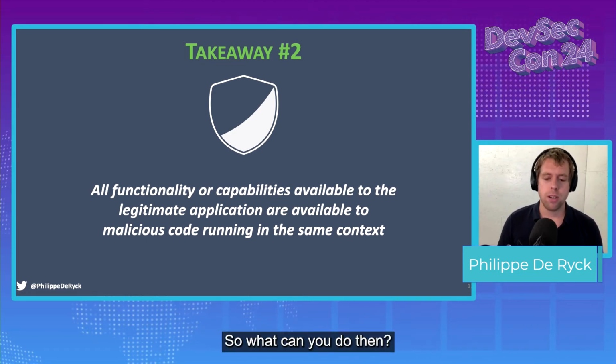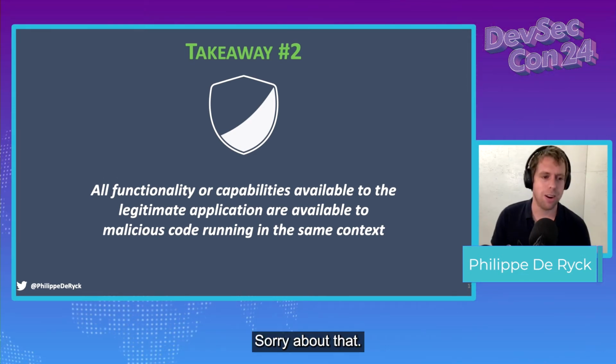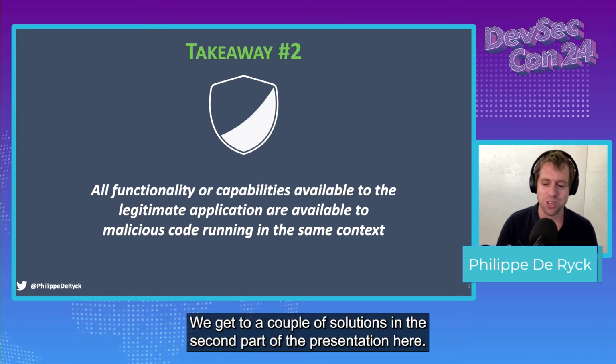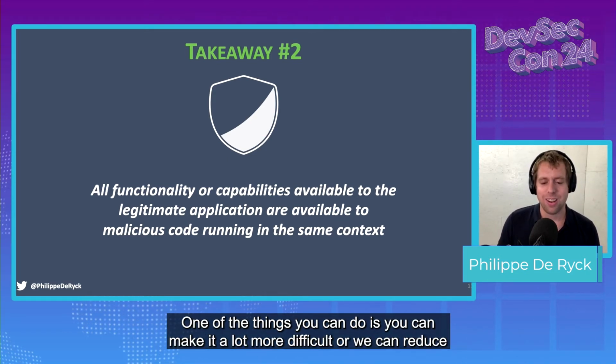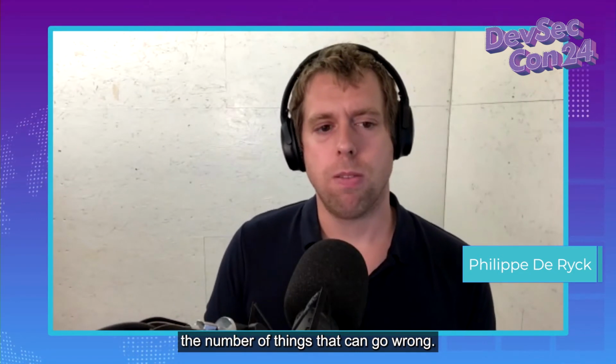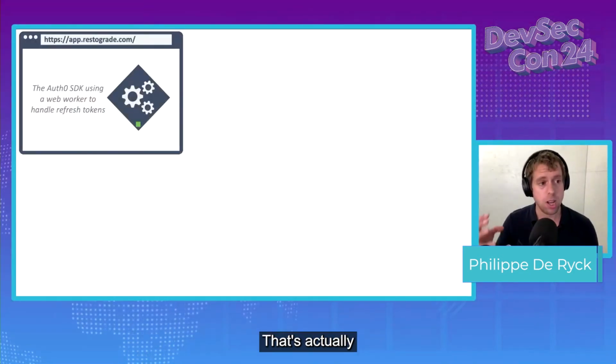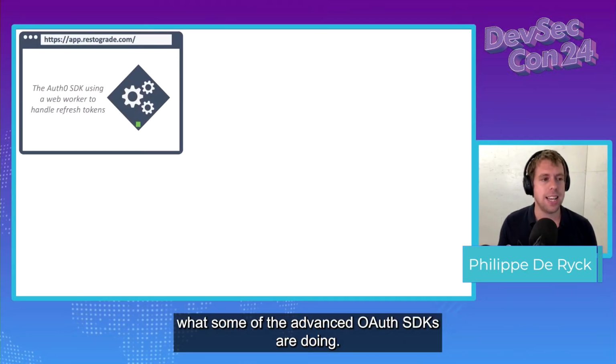So what can you do then? Well, not much, actually. Sorry about that. Well, we'll get to a couple of solutions in the second part of the presentation here. One of the things you can do is you can make it a lot more difficult, or you can reduce the number of things that can go wrong. And one way to do that is the use of a web worker. And that's actually what some of the advanced OAuth SDKs are doing.